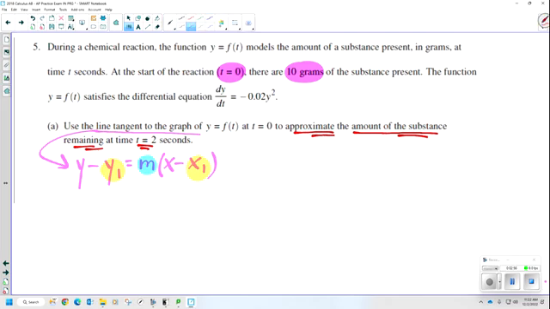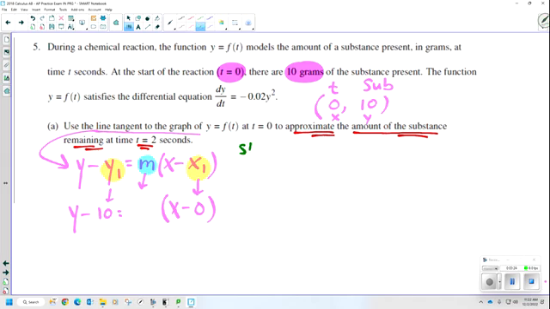Okay, so let's go back here. Let's pick this funky thing. When time is 0, my substance present is 10. So that's kind of like my x and y. I'm going to put a 0 in for that x, x minus 0, and a 10 in for this y. All I need is my slope. Now remember, children, that slope, which is my m value, is the same thing as derivative.